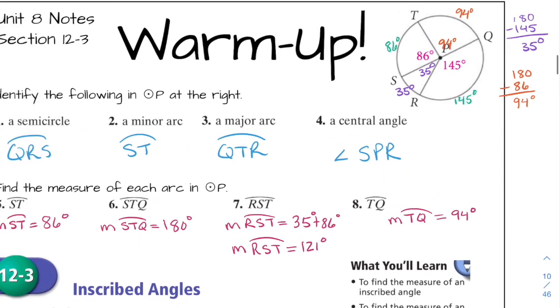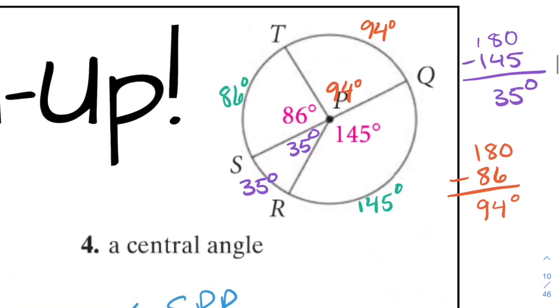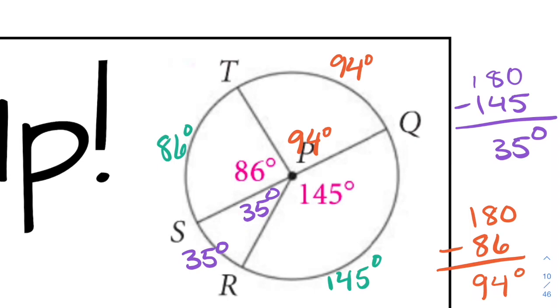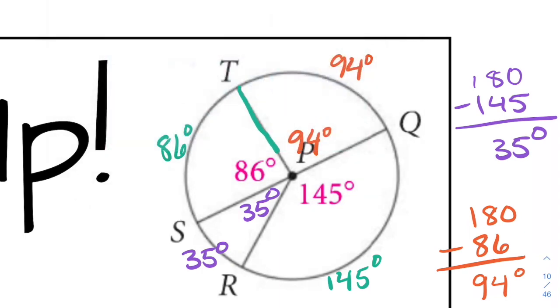All right. So now we're talking about inscribed angles. They're different than the central. So let's take a look. We have a whole bunch of central angles here. TPQ, QPR, RPS, and SPT. The difference between a central angle and an inscribed one is this. Central angles are in the center. Inscribed are fully inscribed within a circle. So they don't go from T to P and S to P. They go from T to the other side of the circle and S to the other side of the circle.